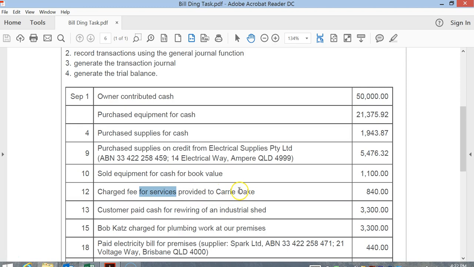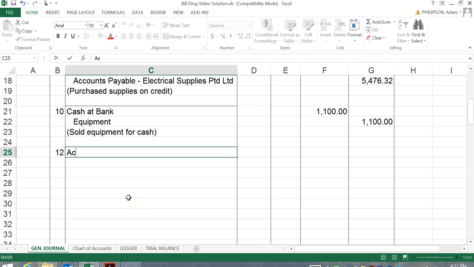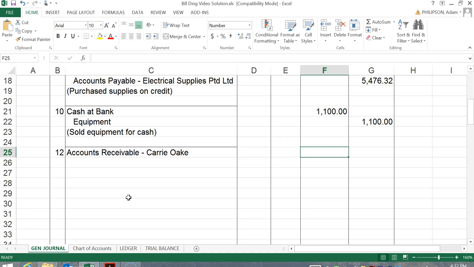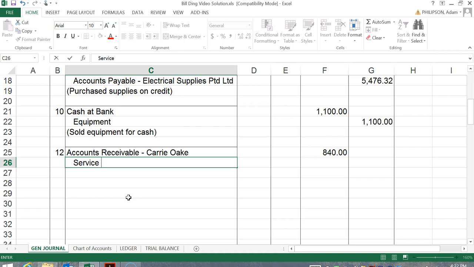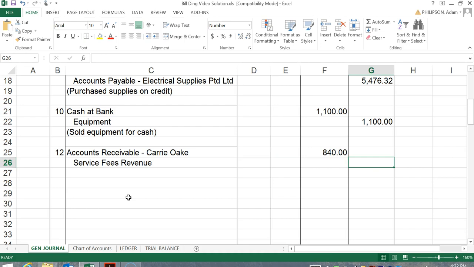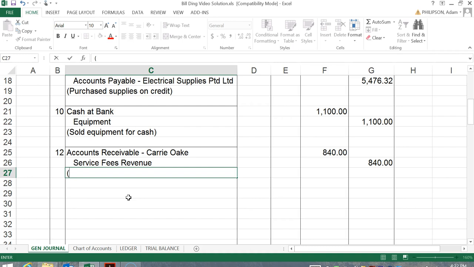We've done the work for Carry Oak, therefore she's going to be an accounts receivable. She now owes us money, and so that accounts receivable is increasing. It will be the debit. We're saying Carry Oak for 840. 1, 2, 3. Service revenue. Perform services.